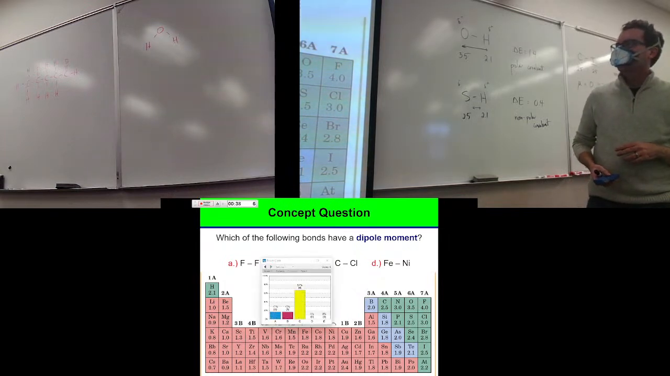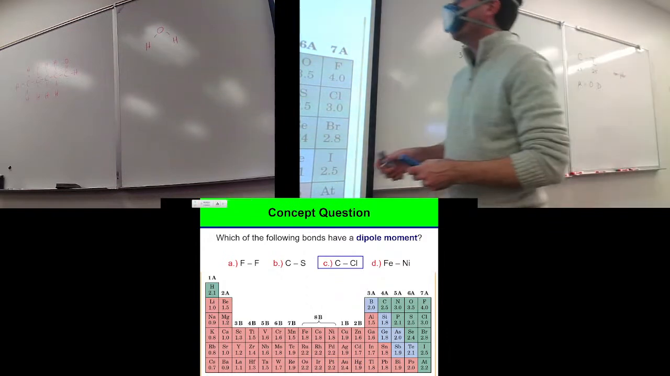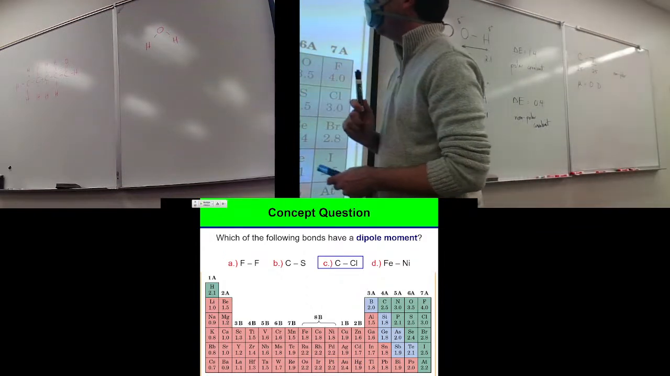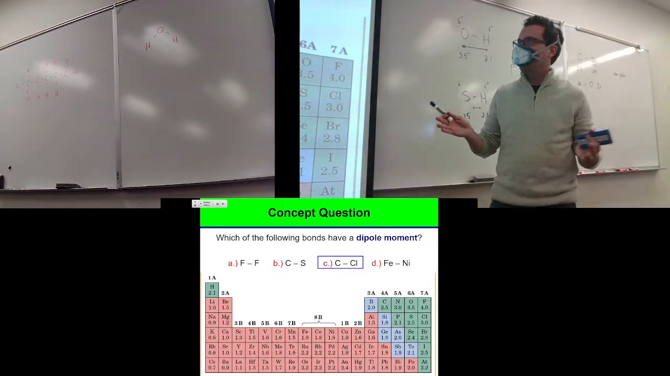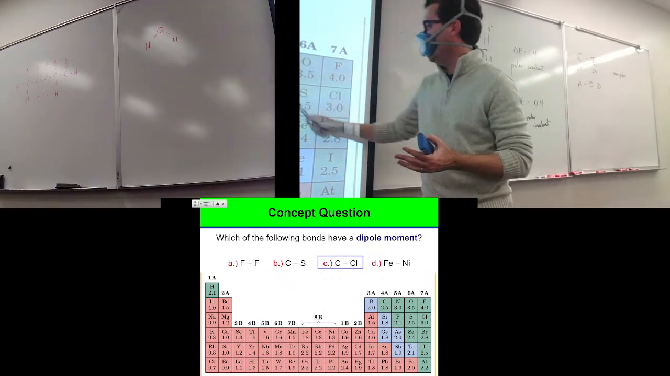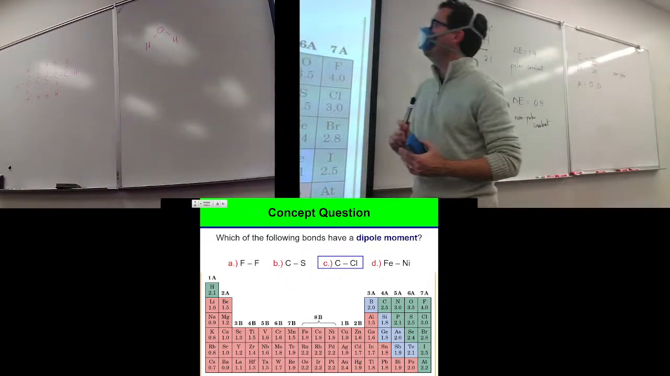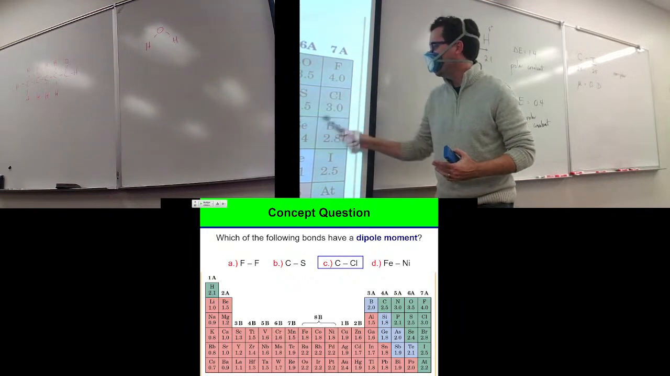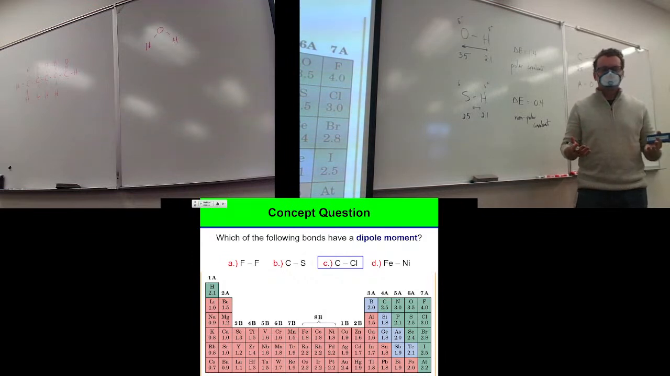So, oof, okay, not everybody answered the same. So the answer here is C, and you kind of just have to look at the electronegativities again. If they have the same electronegativity, it's going to be nonpolar, and there will be zero dipole moment. So F and F, same. C and S, same. Fe and Ni, they're the same. But C and Cl are different. And so that will make a polar bond.